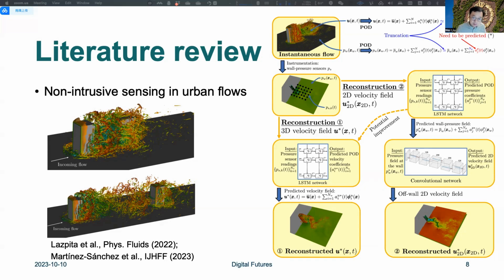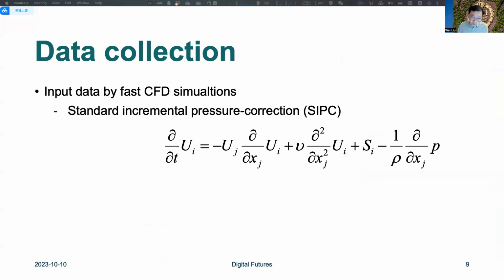And another approach outputs the random time coefficients for the pressure field first, and then determines the flow field by using a convolutional neural network. So this study will adopt coarse-grid CFD results as the input, where physical error may exist and need to be handled. For obtaining the input data, we will make use of a fast CFD algorithm, the standard incremental pressure correction scheme.